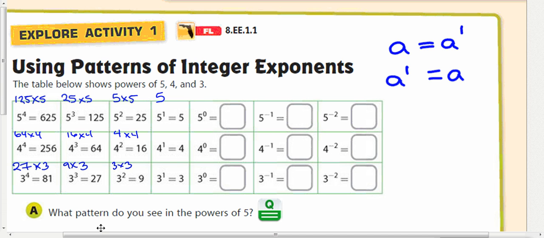Now, why is that an important concept to understand? Well, that's because if I multiply when my exponents get bigger, what should I do if my exponents are getting smaller? The opposite of multiplication is division. So if I was going to go from 5 to the fourth to 5 to the third, then I would need to take 625, and this time I would divide by 5.